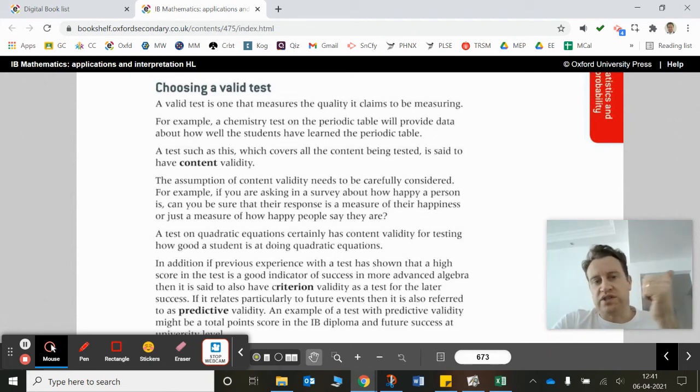Okay, so there's content validity, criterion validity, and predictive validity. So let's look at an example for this. For example, a test on quadratic equations has content validity for testing how good a student is at doing quadratic equations. So it's testing the content there. That's kind of like a normal test, right?